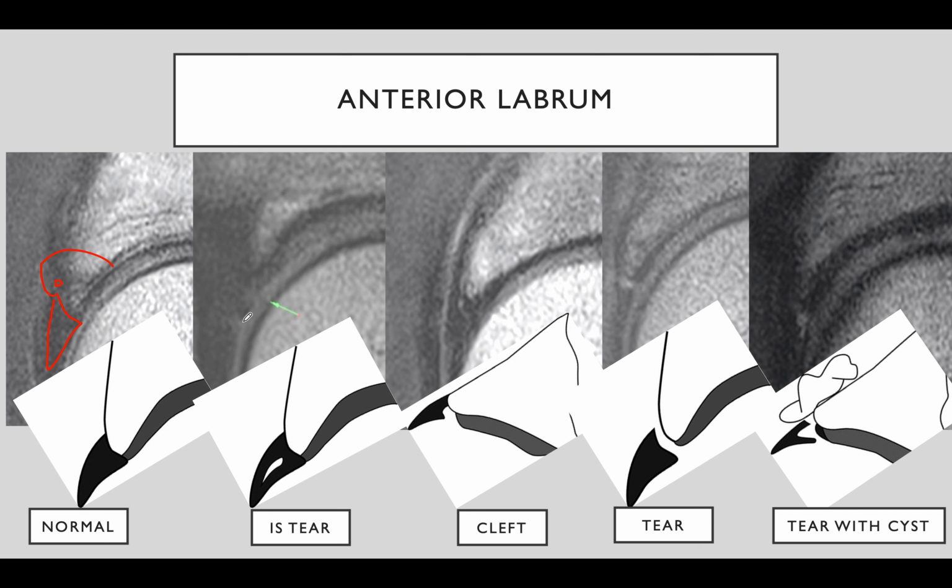Sometimes we can see a little bit of fissuring in this labrum. So like in this one, you can see this little bright signal inside it, but it doesn't go through and through. And so that would indicate an intra-substance tear.